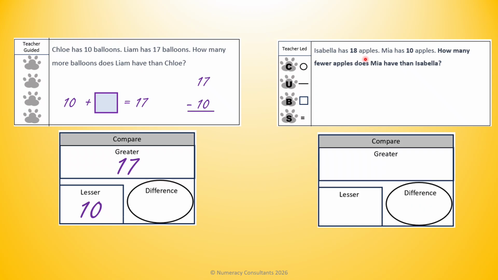Okay, let's take a look at the next one. Isabella has 18 apples, Mia has 10 apples. How many fewer apples does Mia have than Isabella? Again, it's a comparison, how many more, how many fewer, and there's two people, Mia and Isabella, so we know it's comparison. Isabella is our greater, has 18. Mia has our lesser, 10, and our goal is to find out how many fewer apples, so we have to figure out the difference.